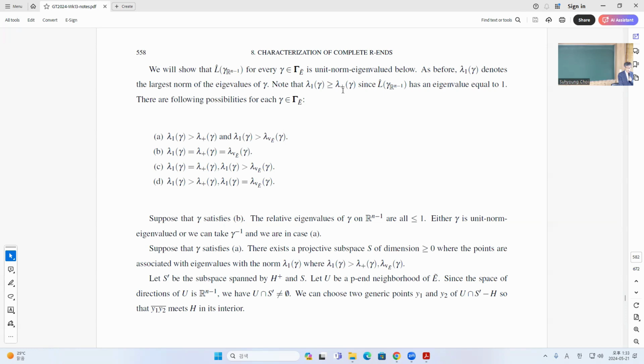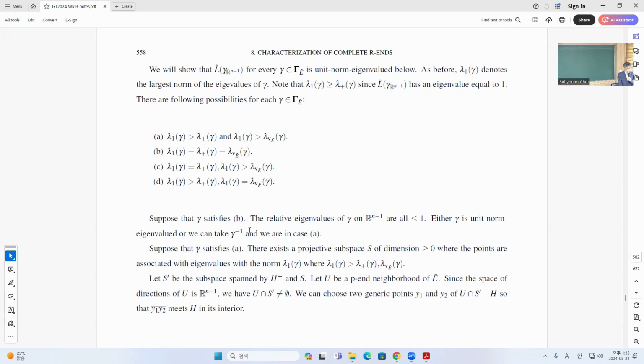So this is a different case than this. I mean, lambda 1 is the biggest, so it has to be this or this. It could be equal, right? And then this is the case where they're equal, and so it could be equal, or lambda 1 is bigger than this, because lambda 1 is always the biggest one. So that's our possibilities.